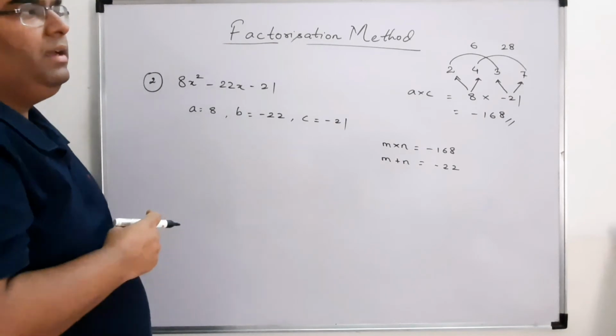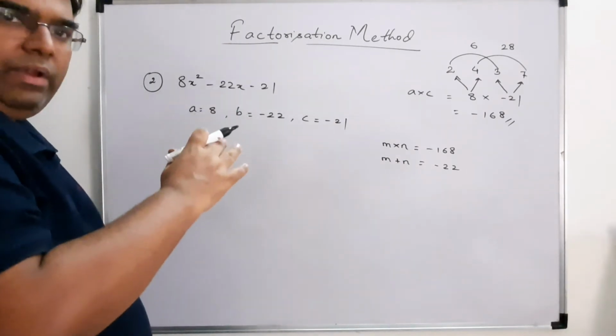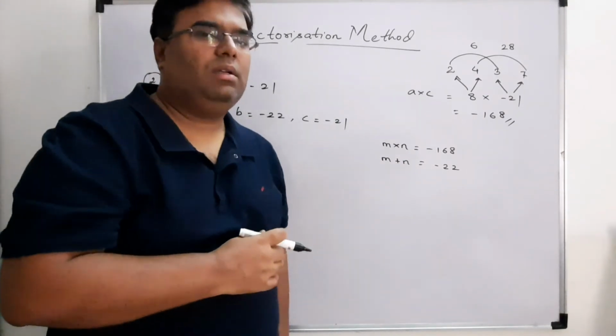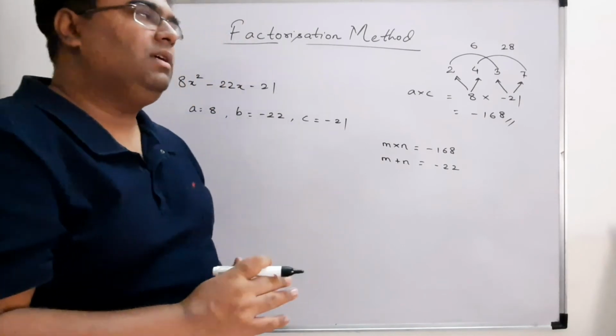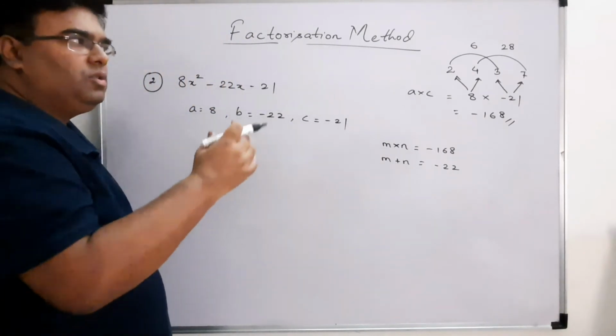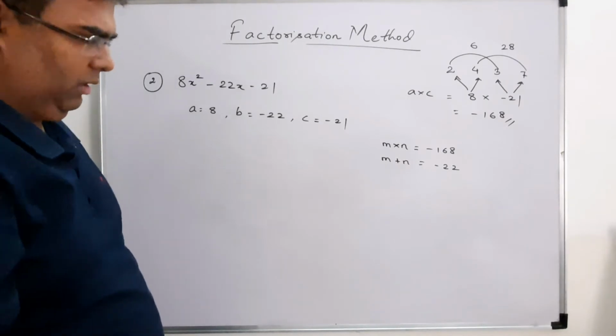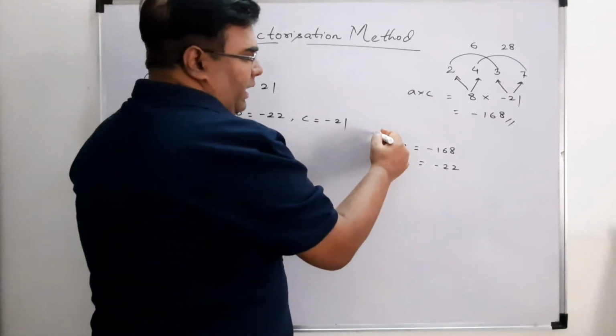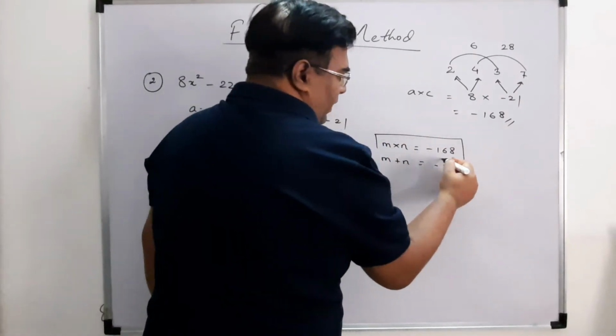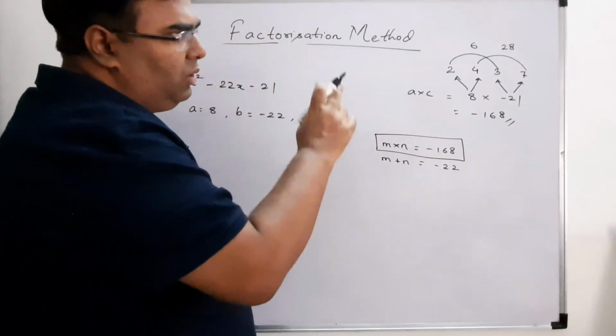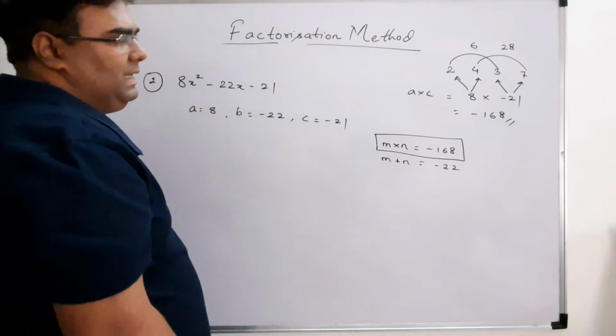So you need to try different possible combinations. I have got it in one chance only, because of experience, nothing else. If you do lots of practice, you will also get the same result in one chance only. So we need to think now here. See, m multiplied by n. We know that we have got two numbers, 28 and 6.